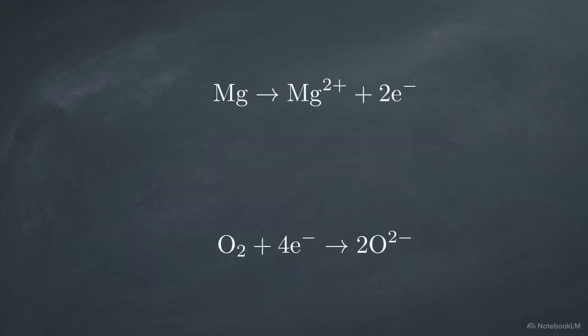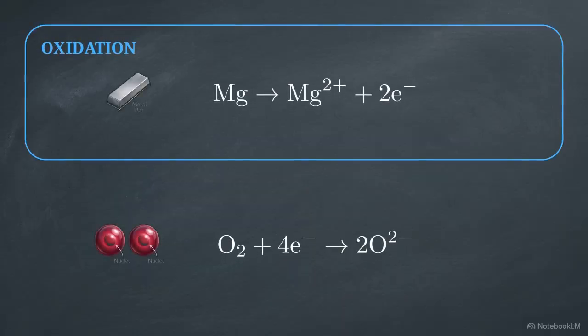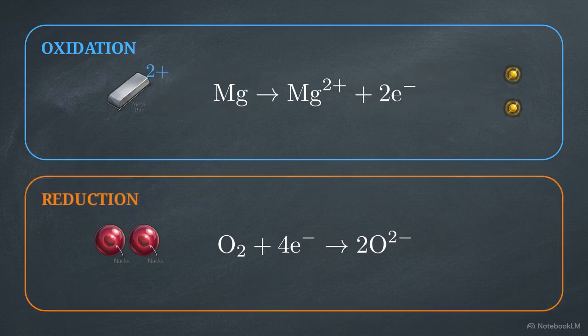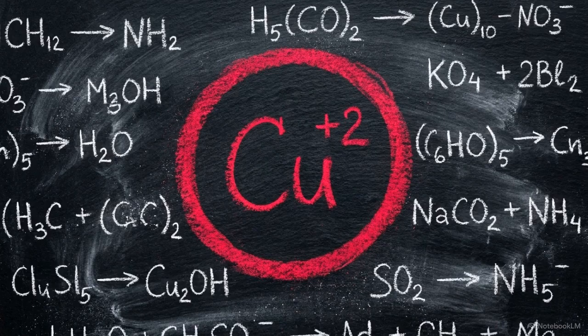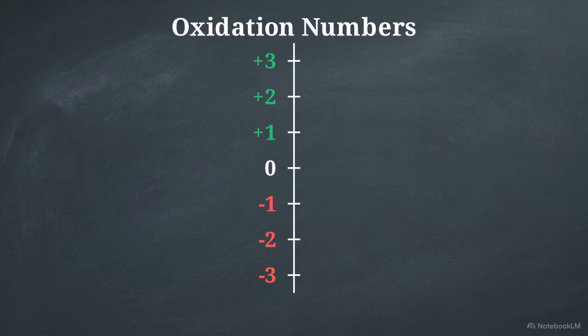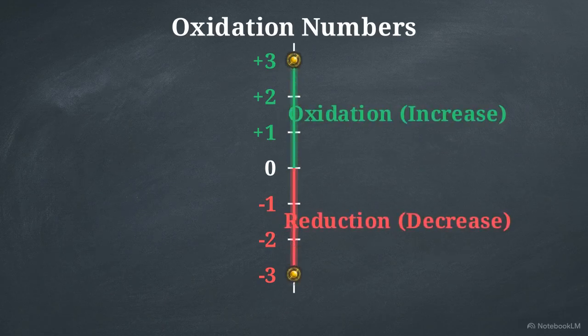Returning to our magnesium combustion, we can split the reaction into 2 half equations. This breakdown shows the magnesium atom releasing 2 electrons, while the oxygen molecule accepts them. To track these exchanges in complex compounds, chemists use the oxidation number, or nombor pengoksidaan. This mathematical system defines oxidation as an increase in value and reduction as a decrease.